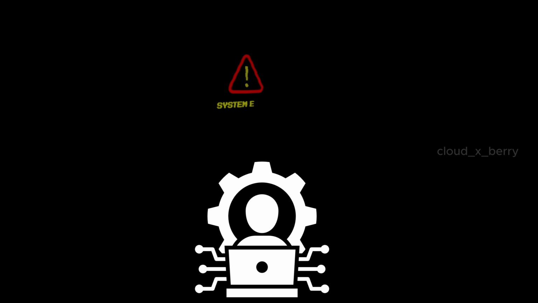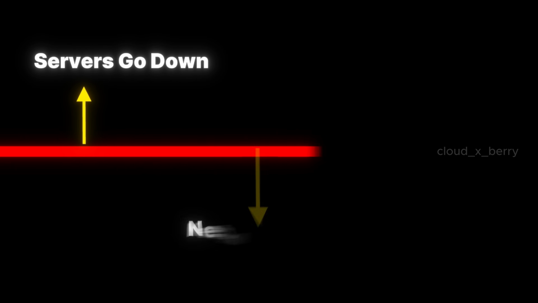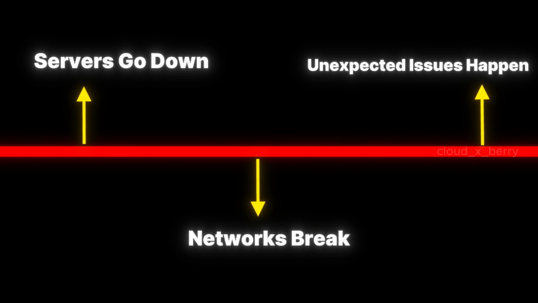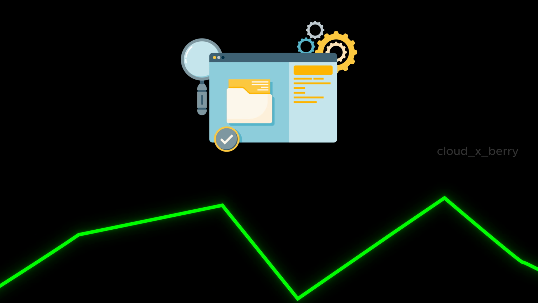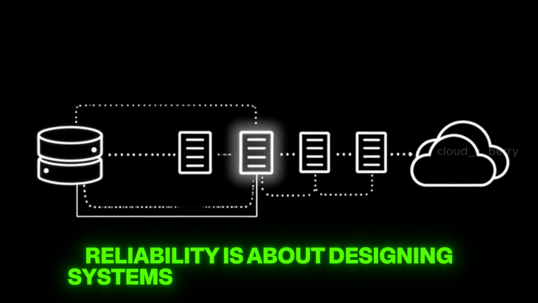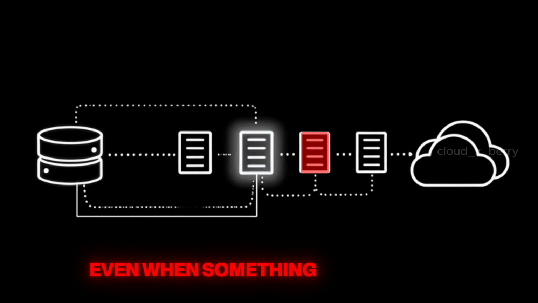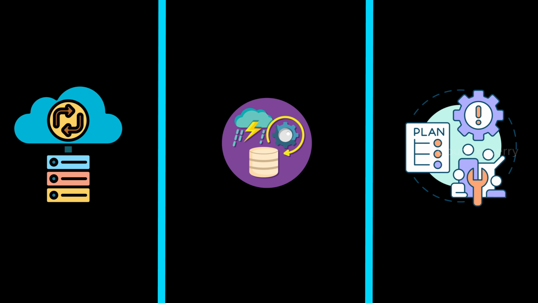Then comes reliability. Because systems will fail at some point. Servers go down, networks break, unexpected issues happen. The real question is, what happens next? Does your system completely stop, or does it recover smoothly? Reliability is about designing systems that continue working even when something goes wrong, using backups, failover strategies, and recovery plans.